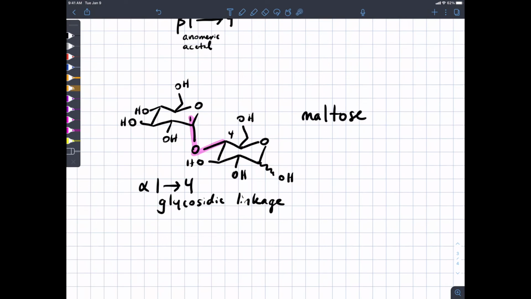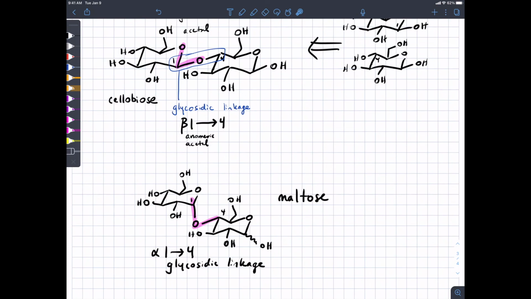So if you're eating a saltine cracker and sucking on it in a gross way like a small child and it starts to taste sweet, you are tasting this. And notice that it's just stereochemistry that makes the difference between the two.